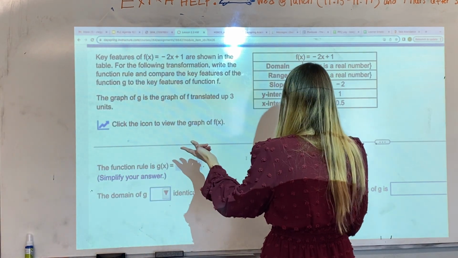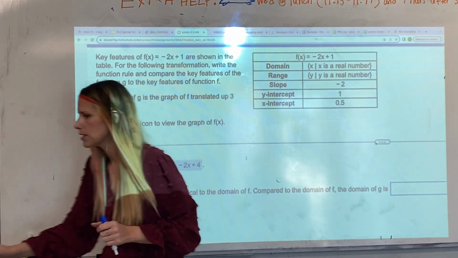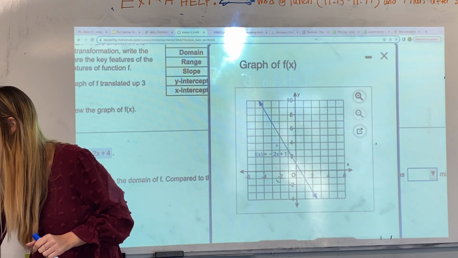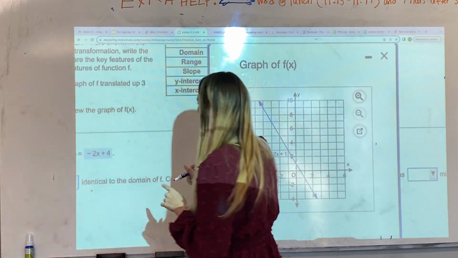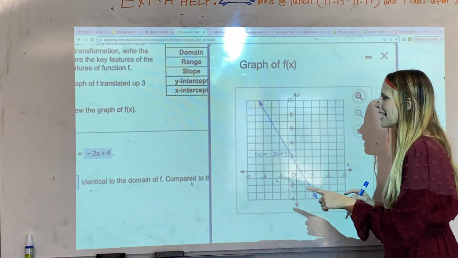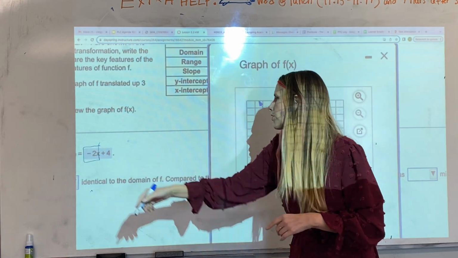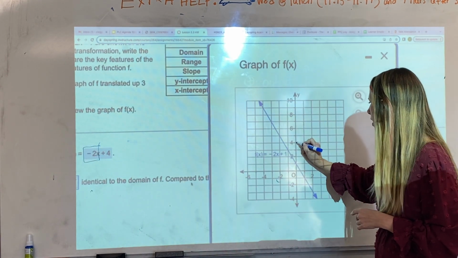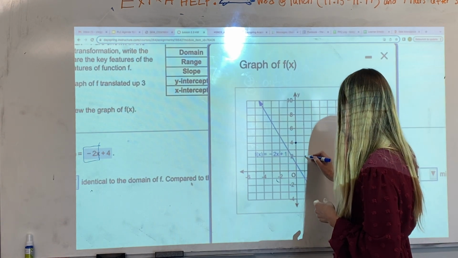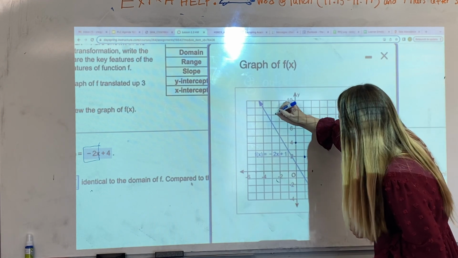And you can even click on the graph. This says the domain of x is all real numbers. Let me just click on the graph real quick. Okay, so there's our first function. And then our g of x, remember, is -2x plus 4. Exact same slope, different y-intercept. So positive 4 would be here, and then it would have the same slope, which is down 2, over 1, down 2, over 1, down 2, over 1.